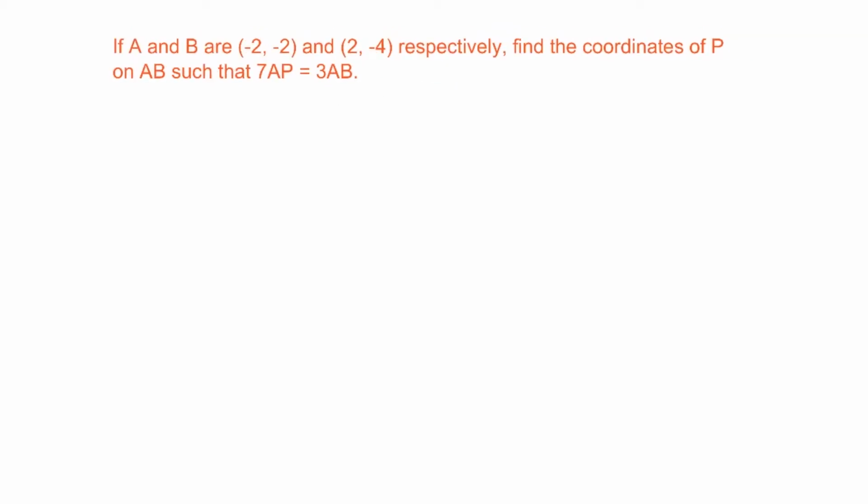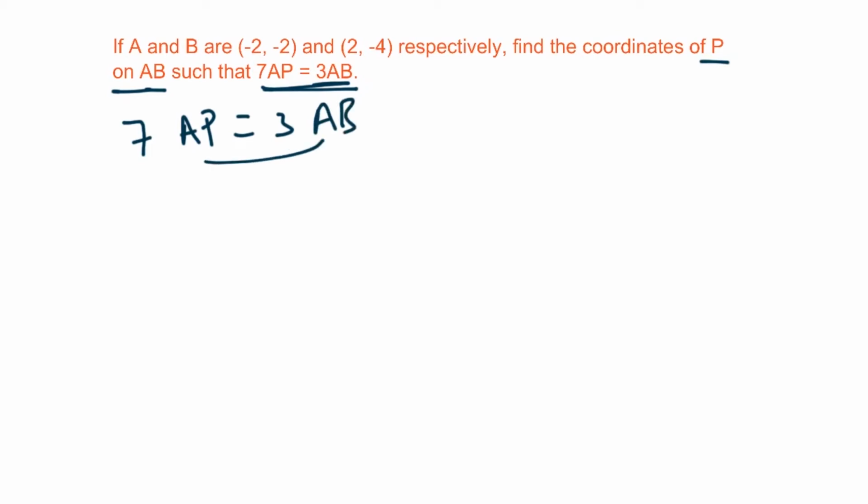If A and B are (-2, -2) and (2, -4) respectively, find the coordinates of P on AB such that 7AP is equal to 3AB. So P is a point on AB and the relation is 7 times AP is equal to 3AB. Transpose AB to this side and 7 to that side. So the ratio of AP to AB is equal to 3 by 7.